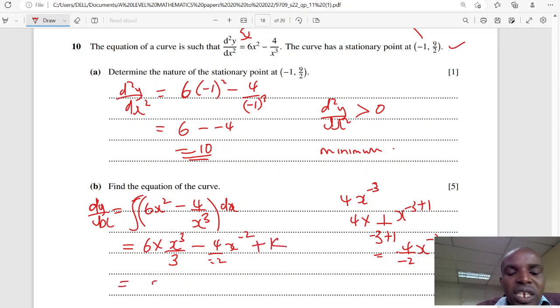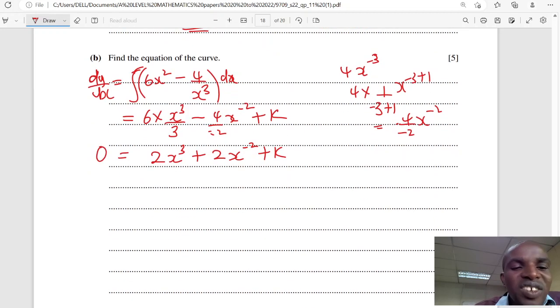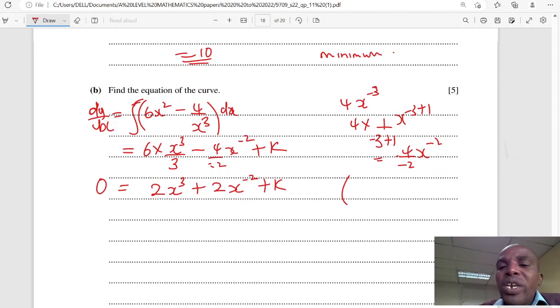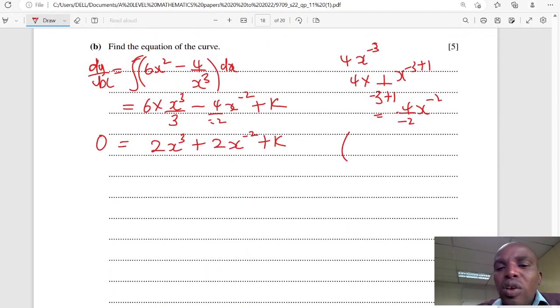So it will be 6 over 3, that is 2x cubed, then plus, it will be plus actually. Then 4 over 2 is 2, x to the power minus 2, plus a constant. So this will be my dy dx. And dy dx at this point must be equal to 0, right? Then at this point, what is our point? Our point is minus 1 and 9 over 2.